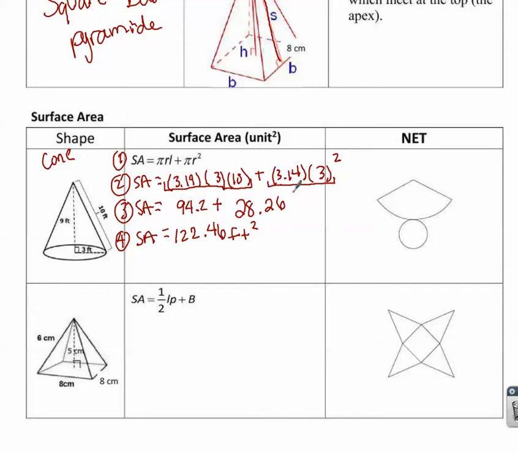If you were to take your cone and fold it out flat, this is what the figure would look like. Here is your base, and here is your triangle folded out. This is called the net figure. In example 2, you're finding the surface area of the square base pyramid.